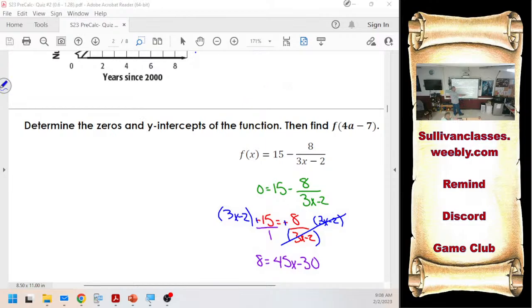I think we can solve that. Add 30, divide by 45. X is 38 over 45, which cannot be reduced.